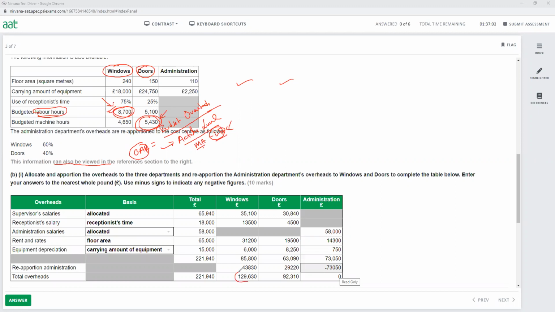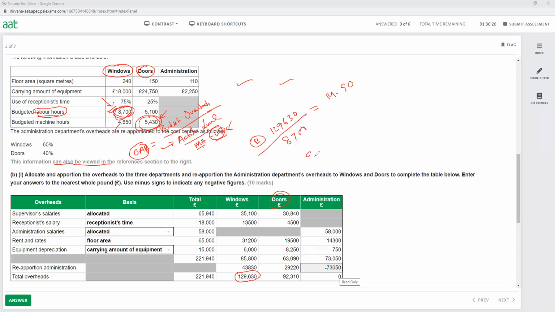So for the window, we have a total budgeted overhead 129,630. That's my total budgeted overhead. Remember, that is budgeted. And the budgeted hour, I'm going to take 8700 because labor hour is more than the machine. So I'm going to take the labor 8700. And that will give me OAR, overhead absorption rate. So 129,630 divide 8700. And that gives me 14.90.